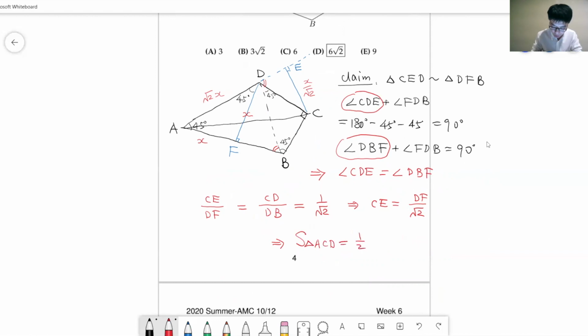That's 1/2. I consider AD as the base and the CE as the height. So this is 1/2 times AD times X over root 2. So this is X squared over 2. But on the other hand, this value equals 18. That's given in the problem. So we solve that X equals 6. And then we can write out AD equals root 2 X, so it's 6 root 2. So the answer is 6 root 2.